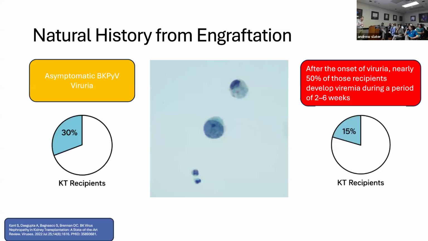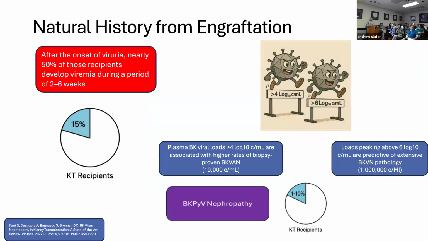You see the high nuclear to plasma ratio. Maybe you see some nuclear inclusions. And it's hard to see, but another characteristic is a dense ring of chromatin around the nucleus. So after the onset of viruria, nearly 50% of those recipients develop viremia during the period of 2 to 6 weeks after transplant. So that's about 15% of kidney transplant recipients. Okay. So plasma BK viral loads greater than 10,000 are associated with higher rates of biopsy-proven BK virus nephropathy. Loads greater than 1 million are predictive of extensive BK virus nephropathy.